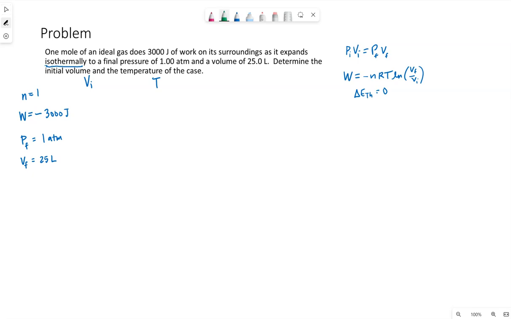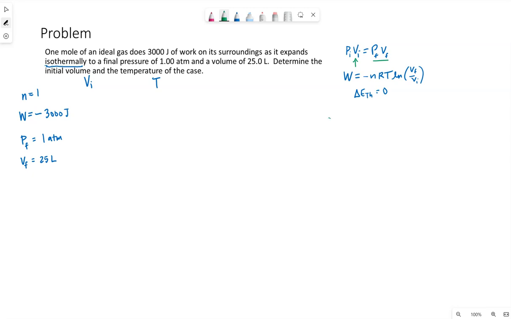Looking at our equations, we have P final, V final. Now, not in SI units, but we can easily get them in SI units. We want V initial, but we don't have P initial, so this top equation's not quite helpful yet. We know our equation for work, but we have V final and V initial in there. So neither of these equations right off the bat gives us anything.